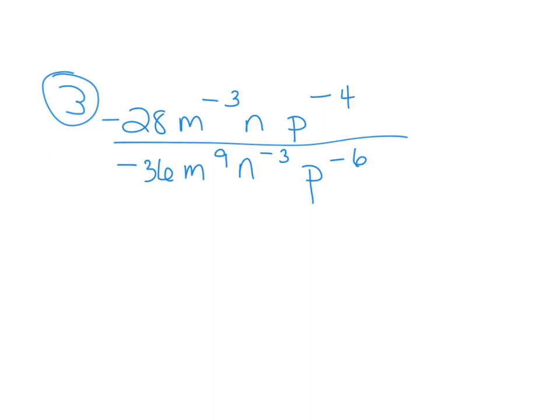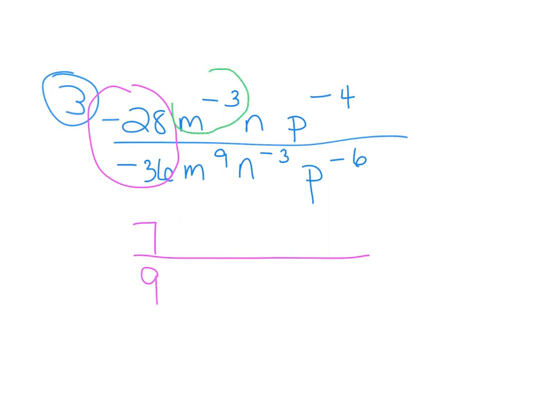All right, so again, I'm going to circle my coefficients. And negative 28 over negative 36, of course, they're not going to flip-flop because they're negative. That just means they're negative. So 2 negatives make a positive, so I know those negatives are gone. 28 and 36 are both divisible by 4. So 28 divided by 4 is 7, and 36 divided by 4 is 9. So I have 7/9. Okay, so now I'm ready to focus on my variables.